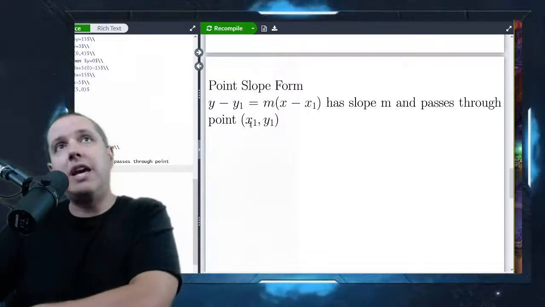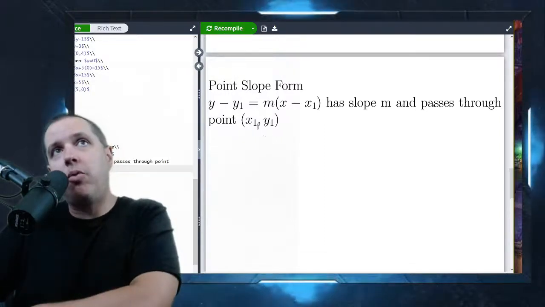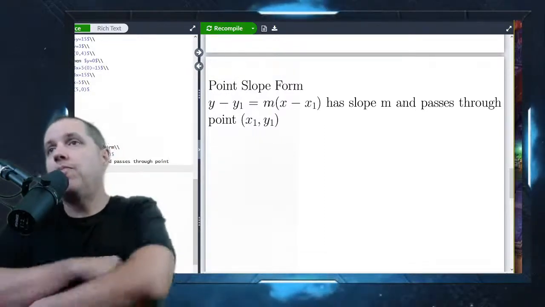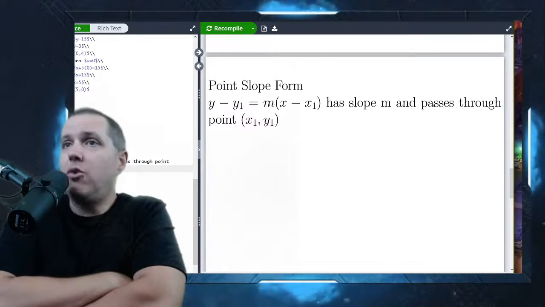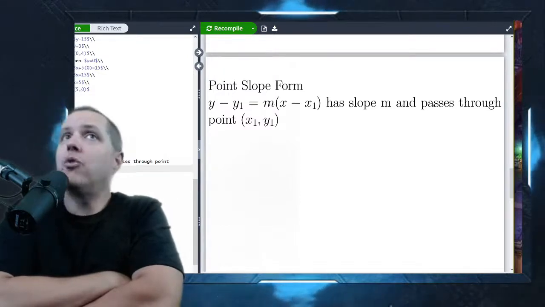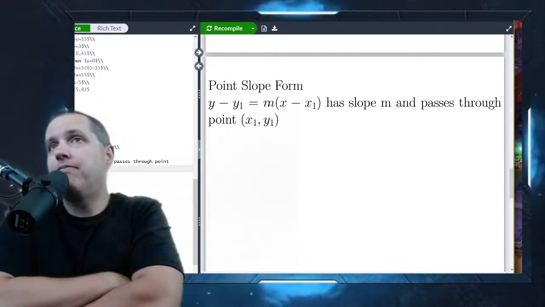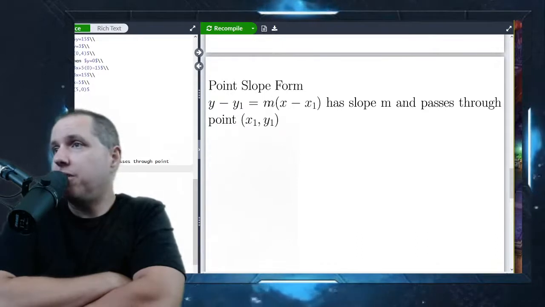Okay, so x1 and y1 are the coordinates from a point, and here's your slope. So if you're doing a problem where they say find the equation of the line that has this slope and passes through this point, you can plug it right into point slope form. You can also use y equals mx plus b.